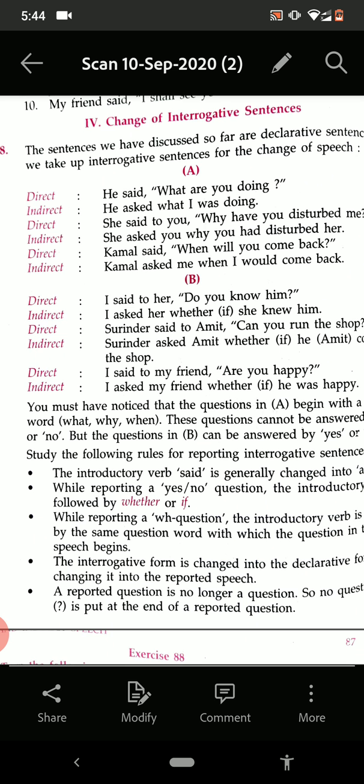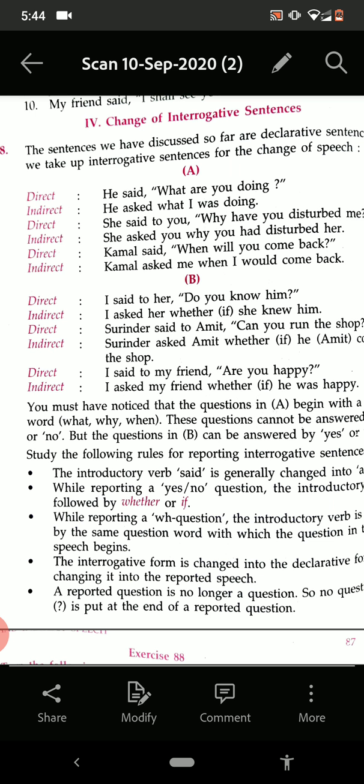See the examples once again. See the question number 1. He said, "What are you doing?" He asked what I was doing. See, in place of said we have written asked. WH family, what as it is. I was doing, there is no question mark. So he asked what I was doing. The second one, she said to you, "Why have you disturbed me?" Said to is changed into asked. She asked you why, WH family question, it is the same, why. You had disturbed her.